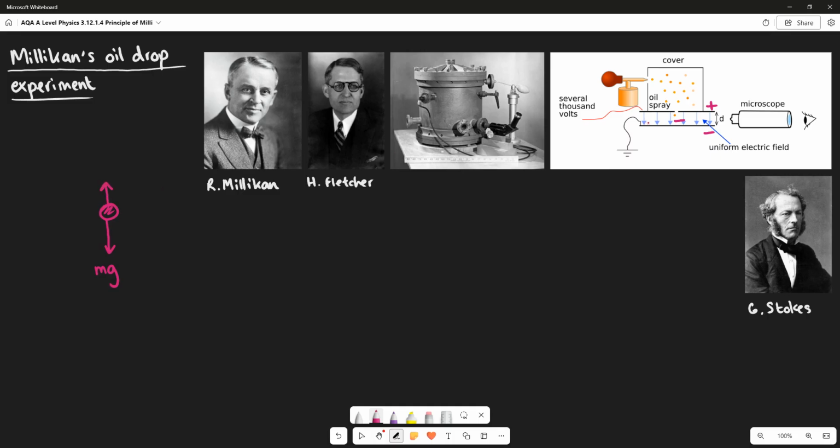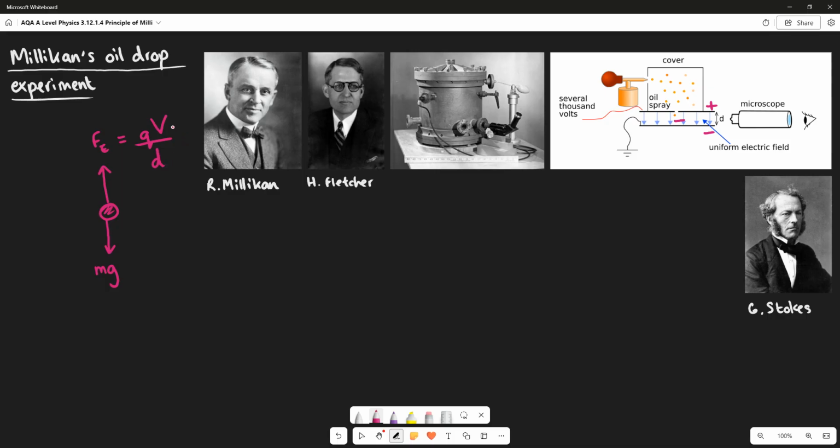The voltage across these plates can be carefully controlled, and the observer can look through the microscope and watch and change the voltage until the oil drops stop falling downward and remain stationary within the electric field. And what that means is that the two forces are balanced. The weight is the same as the upward force exerted by the electric field. And that force, of course, is proportional to the charge on the object and the voltage and the distance between.